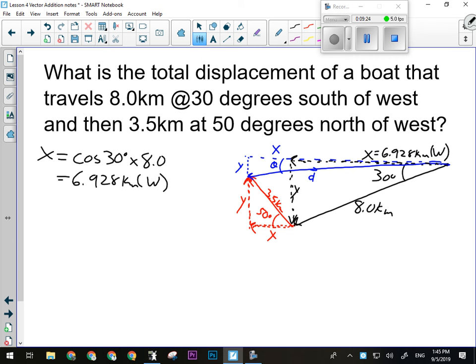Okay, now I want to find black y. So, what side is it in relation to this angle? Opposite. Okay, so I have the hypotenuse, the angle, and I'm looking for the opposite side. Which trig function is that? Sine, right. Okay, so I'm going to go sine of 30 times 8, and that's going to be 4.